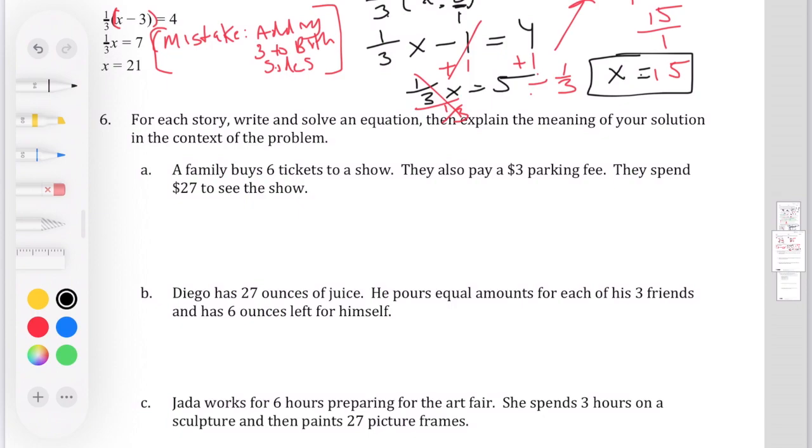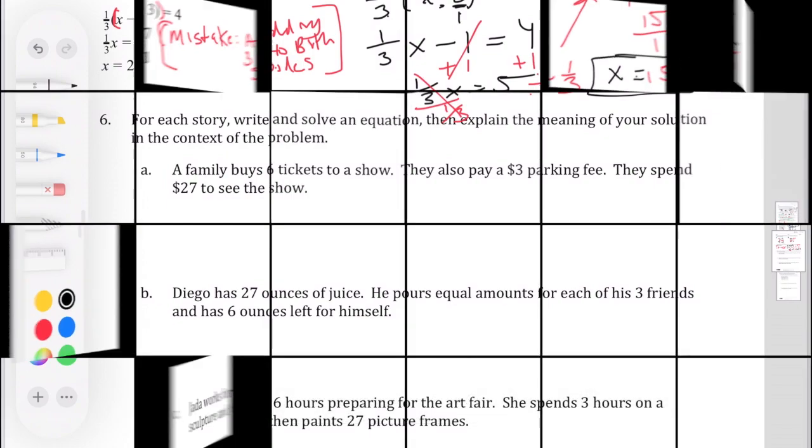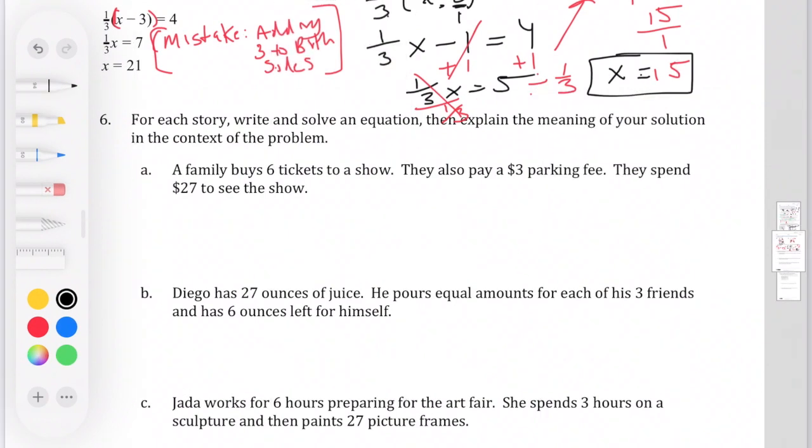This is actually a problem that we've done earlier in the unit, but I want you to be able to set up the equation for each, then solve for the variable, and tell us what that means in context to that story. All right, for our family who buys 6 tickets to a show and they also pay a $3 parking fee, they spend $27 to see the show. Well, I set up the equation with 6x because we don't know how much each ticket was. And then they also spent $3 to park. In total, they spent $27 to see the show.